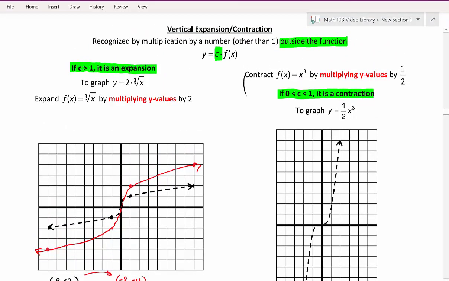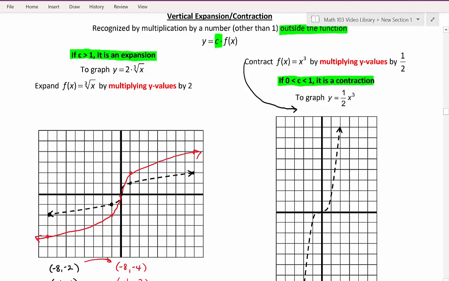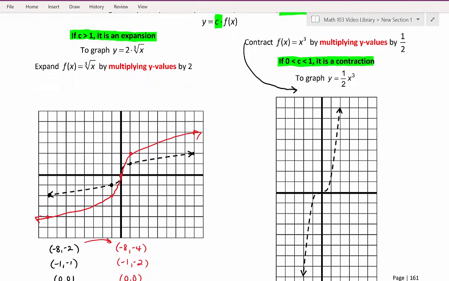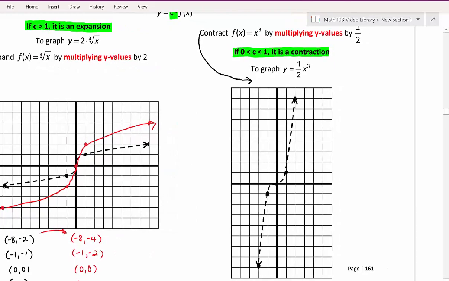See, my words are a little out of order here. This guy should be down here. So here we'll look at a contraction. We recognize that we're going to have a vertical contraction when we have multiplication by a number between 0 and 1 out in front. So to graph y equals 1/2 x to the third, I'm going to start with the parent function, x to the third. And then that multiplication by a half tells me that I want to multiply all my y values by a half, which is going to result in a contraction.